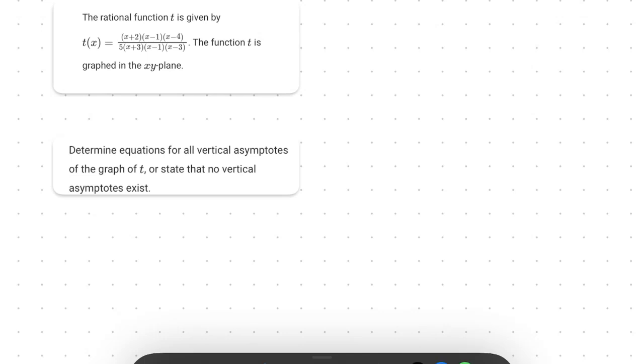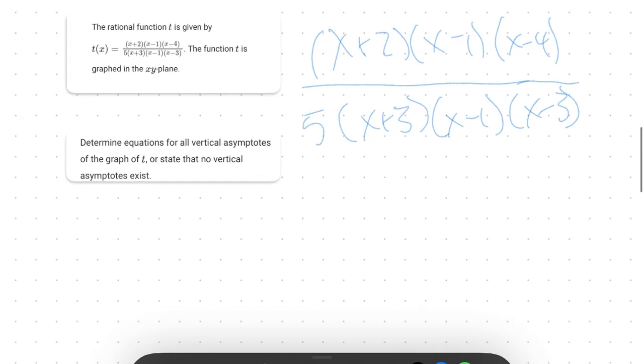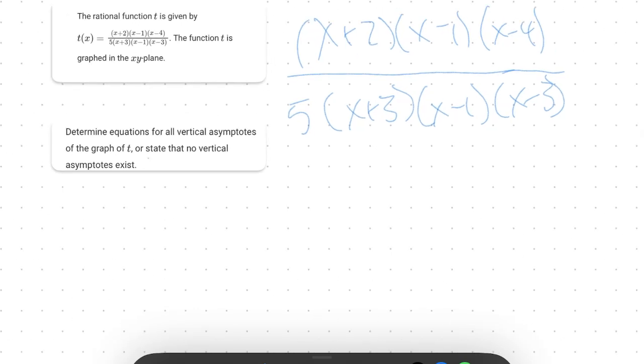So we have (x plus 2)(x minus 1)(x minus 4) all over 5 times (x plus 3)(x minus 1)(x minus 3). Okay. Remember that the zeros is when the whole function is equal to 0, while the vertical asymptotes are just when the bottom is equal to 0.